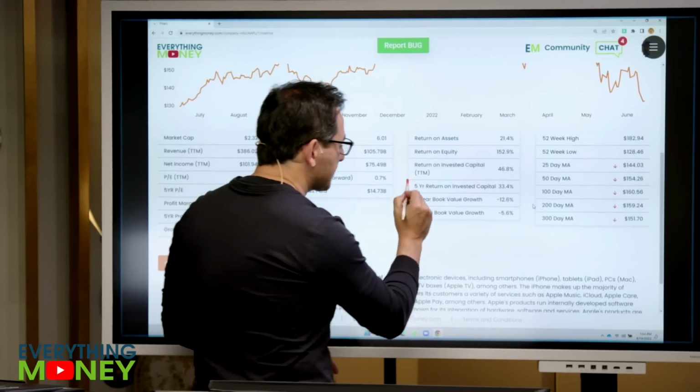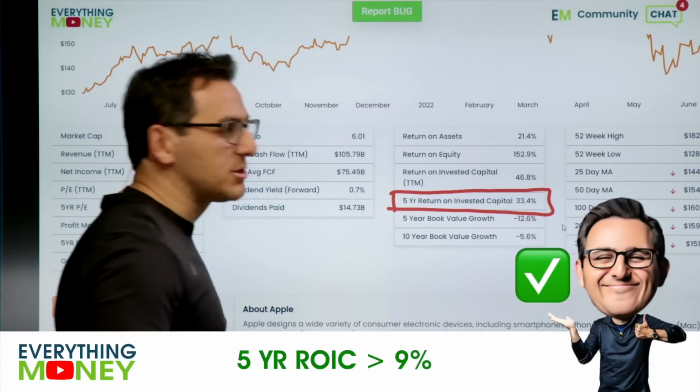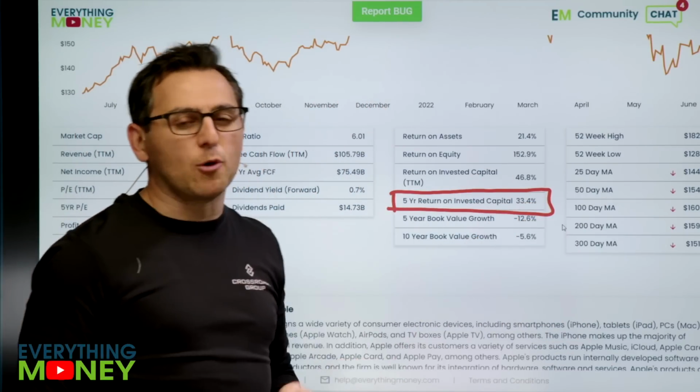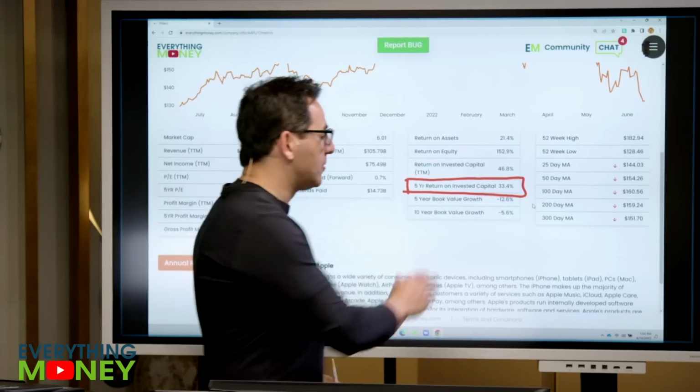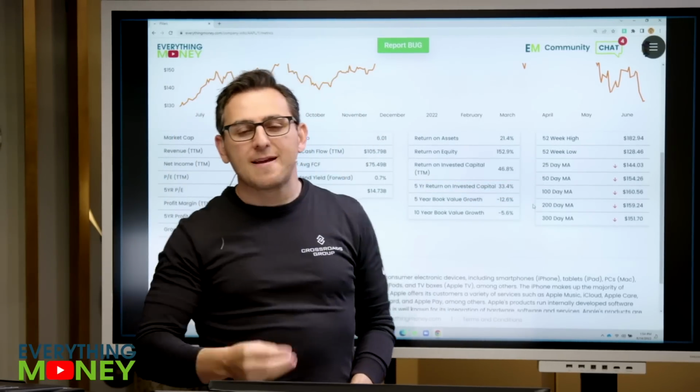In this company, 33.4%. That's a huge number. We want it over 9%. This is almost 4 times higher. That is incredible. Pillar number 3, very simple.